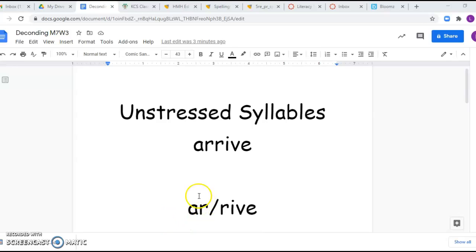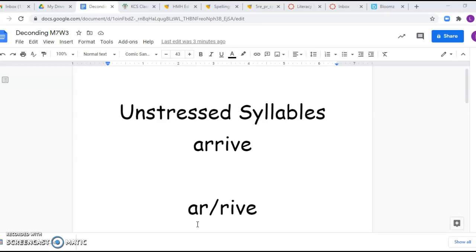the unstressed schwa sound. And remember, many unstressed syllables have that sound, the schwa sound, and it is usually pronounced as the "uh" sound, and any vowel can make that schwa sound. It's not always an A. Could be any of those vowels. And remember, we know all of our vowels, A, E, I, O, U, and sometimes Y. So pay attention to that today.